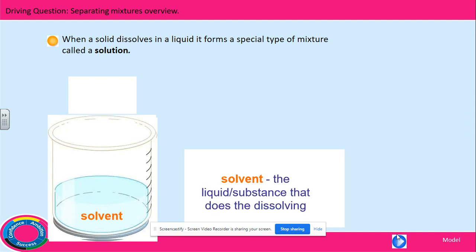Now, there are different parts to a solution. We have what we call the solvent. The solvent is the liquid or substance that does the dissolving. Now, we have different forms of solvents in science, but the most common one that we use is water.